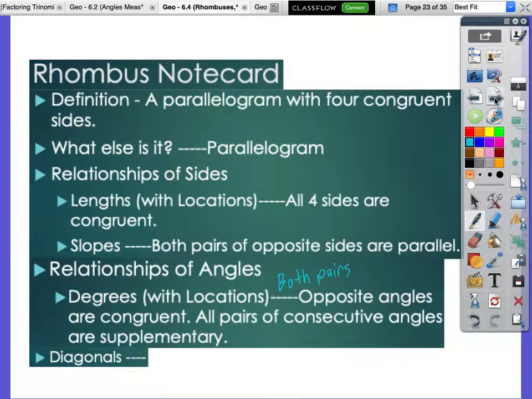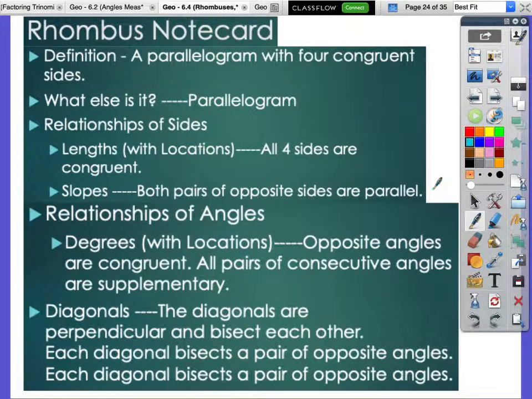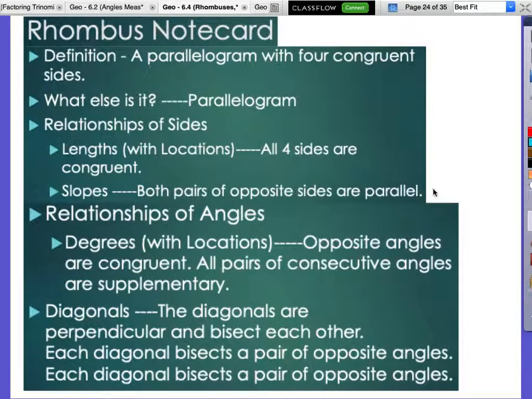Diagonals. The diagonals are perpendicular and bisect each other. So in addition to bisecting like a parallelogram, they're also perpendicular. Each diagonal bisects a pair of opposite angles. So the two things we know: they're perpendicular and bisect each other, and they bisect a pair of opposite angles.